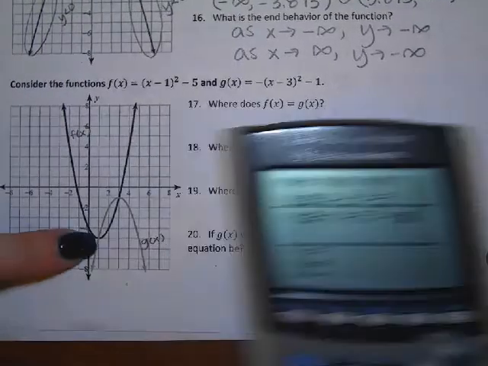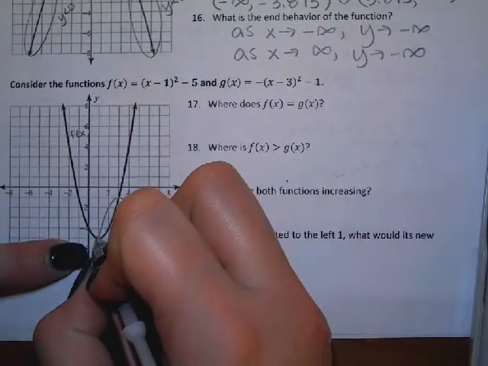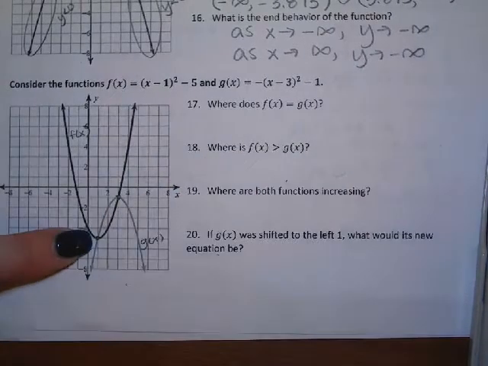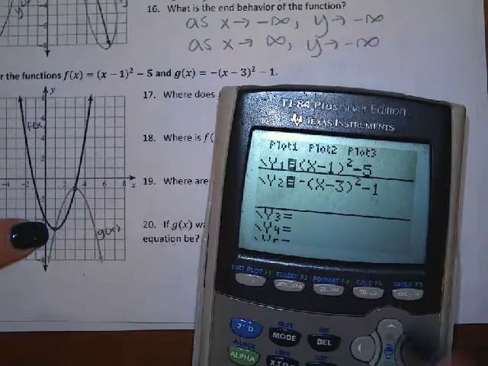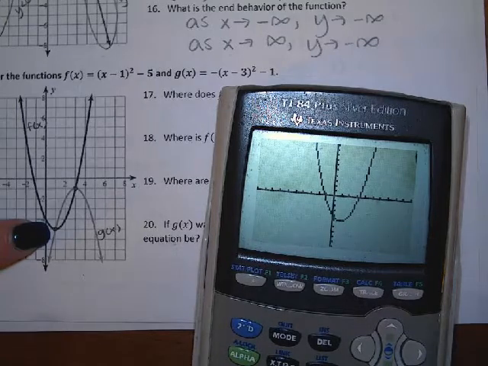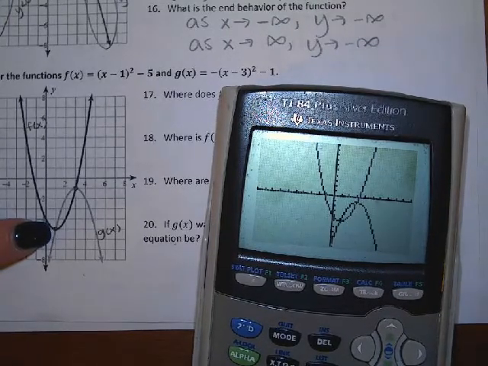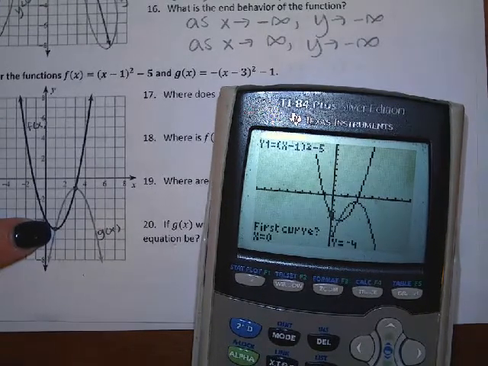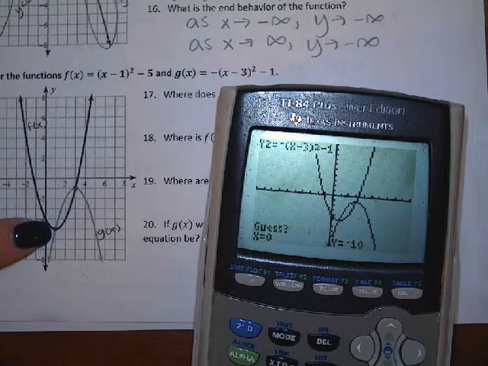So where they intersect. If we look at this picture, it's going to happen right here, and it's going to happen right there. It kind of looks like those are at nice points, but I'm not sure if they're just decimals that are sneaky answers. So how do we find those answers? We're going to do second trace number 5. Enter, enter, enter.